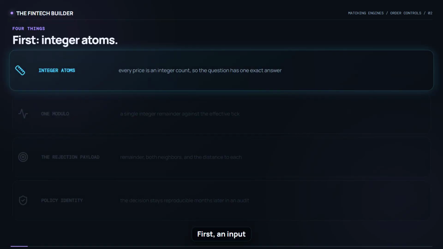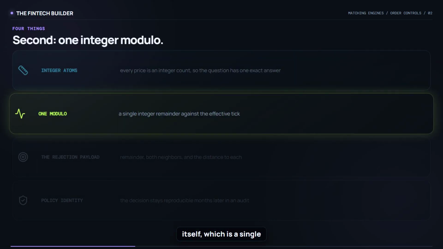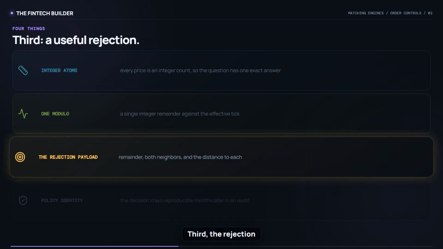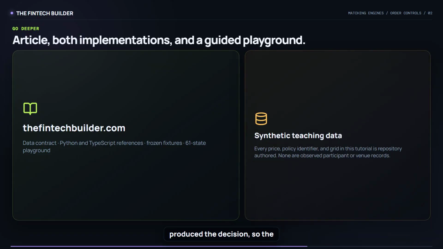Four things. First, an input contract where every price is an integer count of atoms, so the question has one exact answer. Second, the test itself, which is a single integer modulo against the effective tick. Third, the rejection payload. Not just a no, but the remainder, both neighboring valid prices and the distance to each. Fourth, the part most implementations skip, the identity of the policy that produced the decision, so the same call could be reproduced months later during an audit.